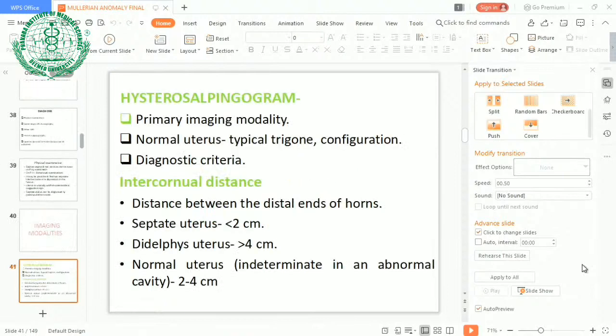Coming to imaging modalities, HSG is the primary imaging modality, showing a normal uterus and typical triangular configuration. Diagnostic criteria: intercornual distance, the distance between the distal ends of the horns. In septate uterus, it is less than 4 cm, approximately 2 to 3. In didelphys, it is more than 4 cm. Normal uterus is 2 to 4 cm. It's intermediate in the abdominal cavity. So septate also you have normal between 2 to 4.